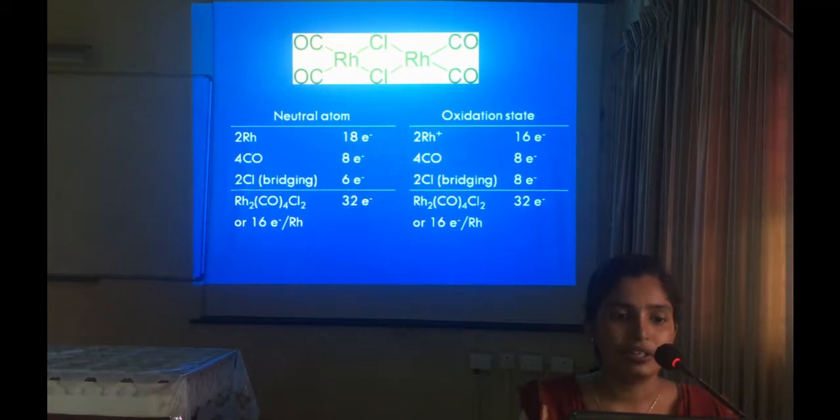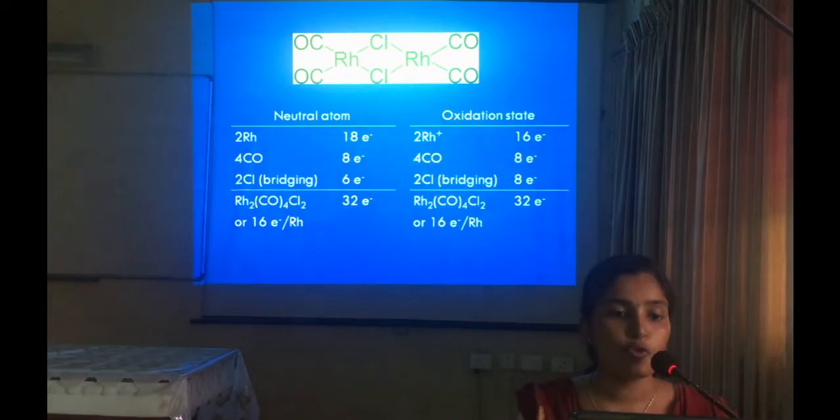Now let's apply the neutral atom method and oxidation state method to a rhodium-based compound. Here there are 2 rhodium atoms. Each rhodium will donate 9 electrons, and the total electron count will be 18 electrons. The 4 terminal carbonyls will donate 2 electrons each, and there are 2 chlorine atoms which are in the bridging position. Each bridging chlorine can donate 3 electrons, and hence the total electron count is 32 electrons, which means 16 electrons per rhodium atom.